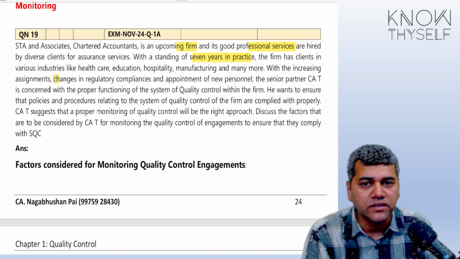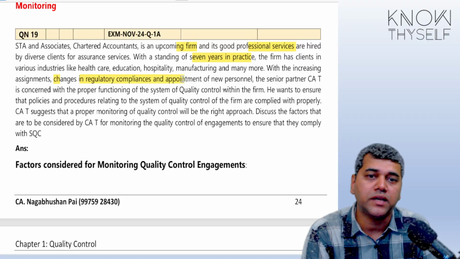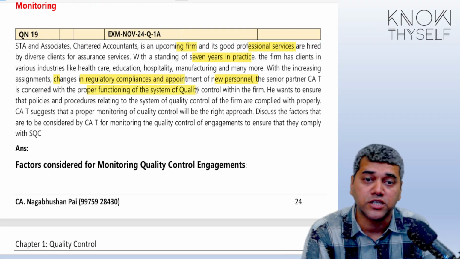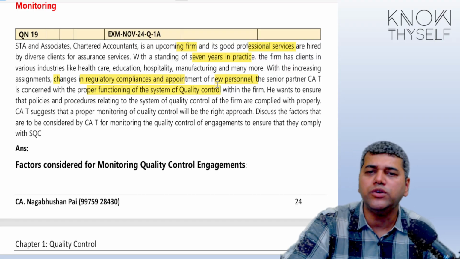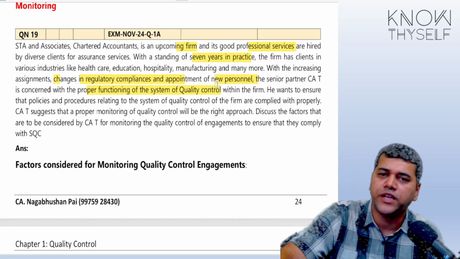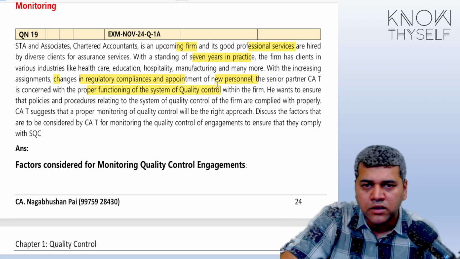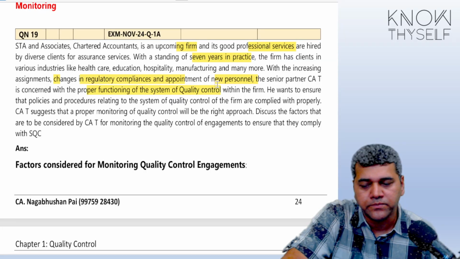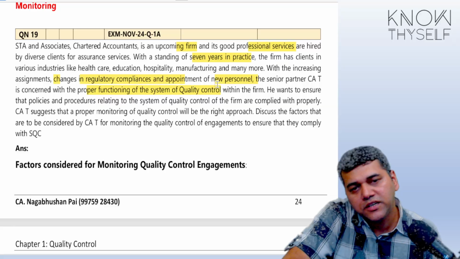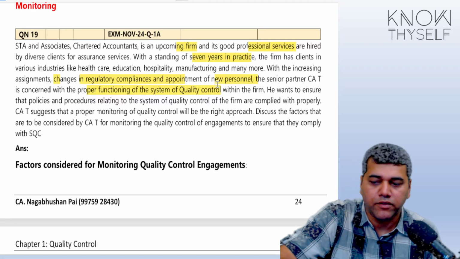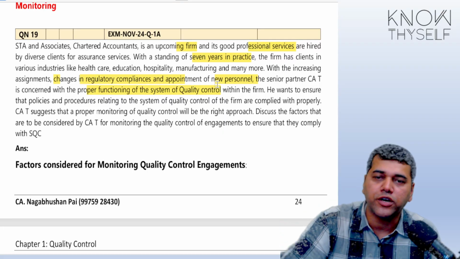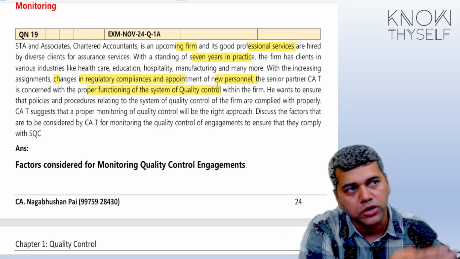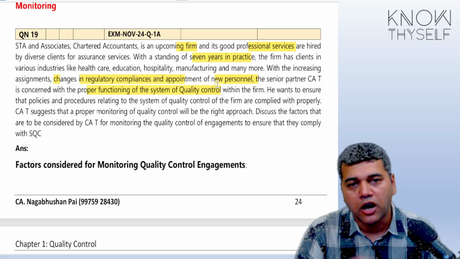Now there is an increase in the regulatory compliance and appointment of new personnel. The senior partner is concerned about the proper functioning of the quality control, because every day you are in a different field. Today you are in healthcare audit, tomorrow education audit, third day manufacturing audit. The more diverse types of clients you add, it's very good from the practice point of view. But for every sector there are different regulatory requirements, and whenever you are signing the audit report, you have to comply. If you are auditing an educational institution, the university will come into the picture. If you are auditing a stockbroker, SEBI will come into the picture. They will have their regulations.